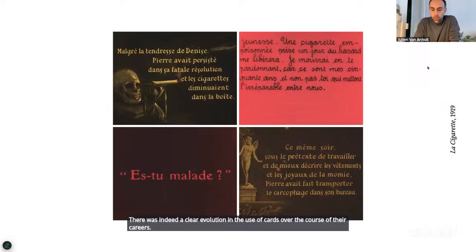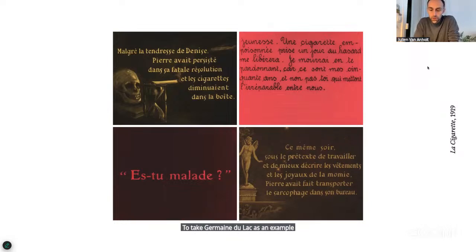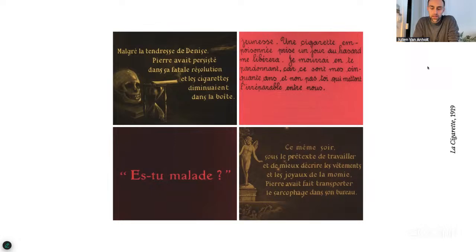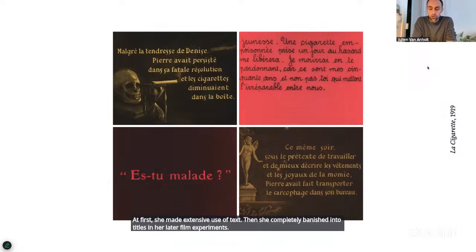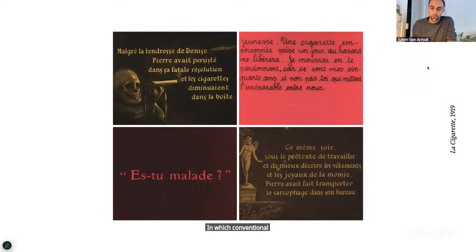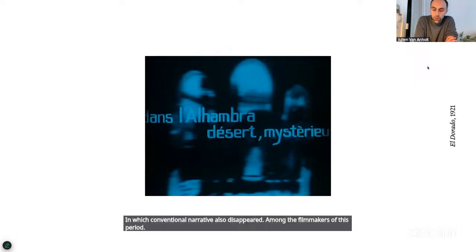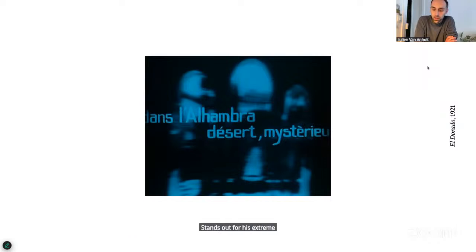To take Germaine Dulac as an example, in a film like La Cigarette in 1919, she alternated between hand-painted art titles and intertitles that were typeset. At first, she made extensive use of text, then she completely banished intertitles in her later film experiments, in which conventional narrative also disappeared. Among the filmmakers of this period, Marcel L'Herbier stands out for his extreme attention to intertitles.